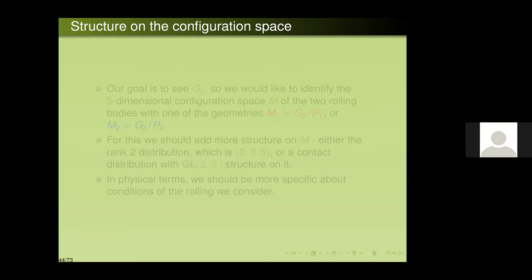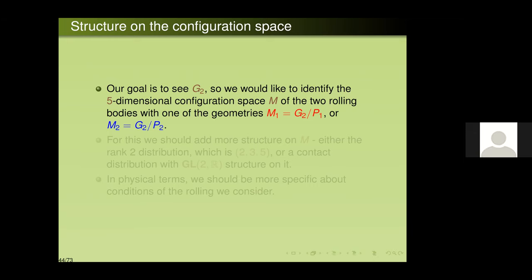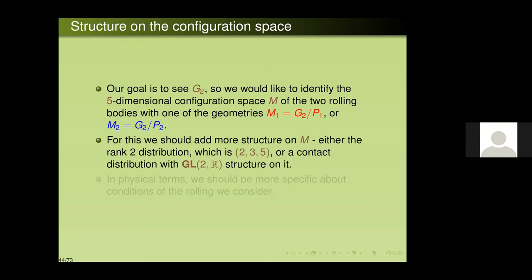Our goal is to see G2. So we would like to identify this five-dimensional configuration space with either G2 by P1 or G2 by P2. So for this, we need more structure on M, either a rank 2 distribution, which is 2-3-5, or a contact distribution with GL2R structure. So I should specify my physical problem more than I have so far. I need some more structure on M.